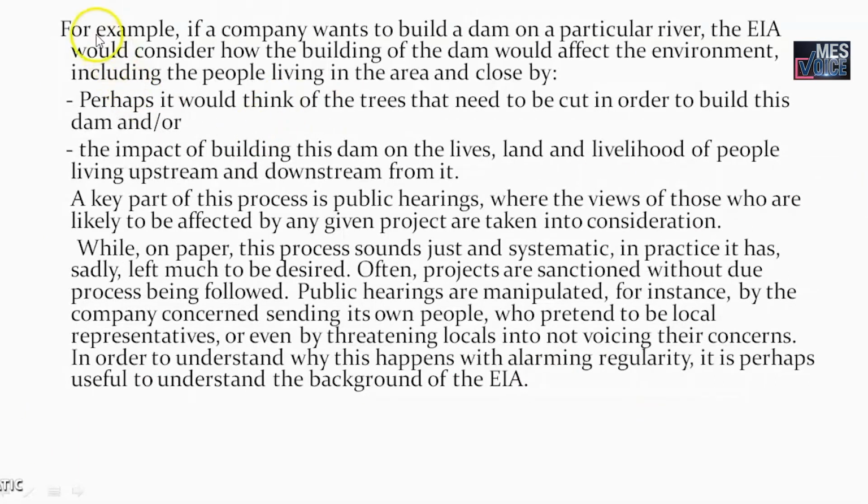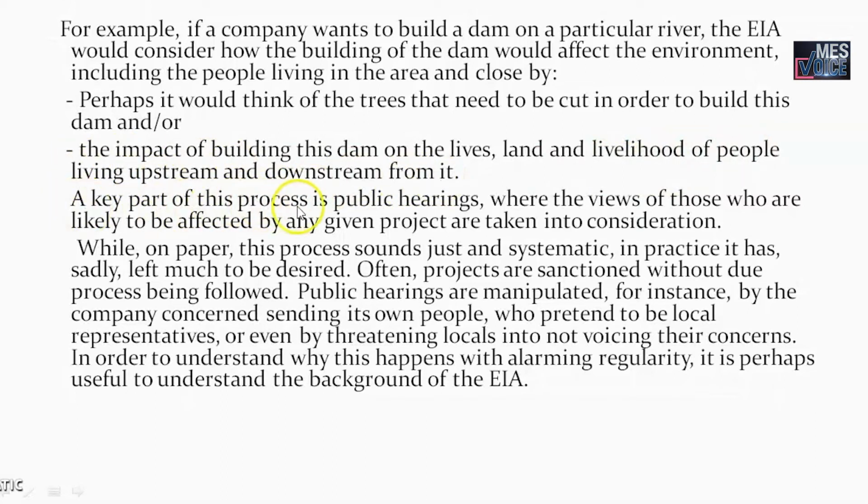We have here some examples. For example, if a company wants to build a dam on a particular river, the EIA would consider how the building of the dam would affect the environment, including the people living in the area and close by. Perhaps it would think of the trees that need to be cut in order to build this dam, and the impact of building this dam on the lives, land and livelihood of people living upstream and downstream from it.